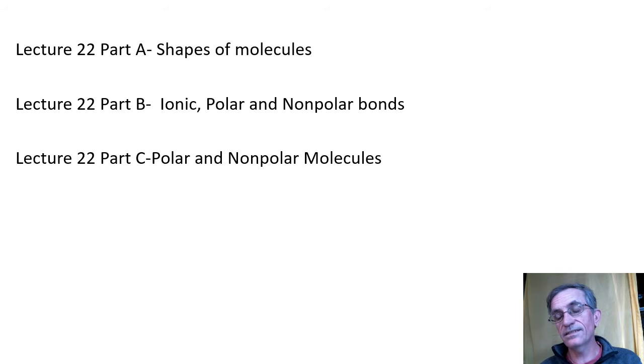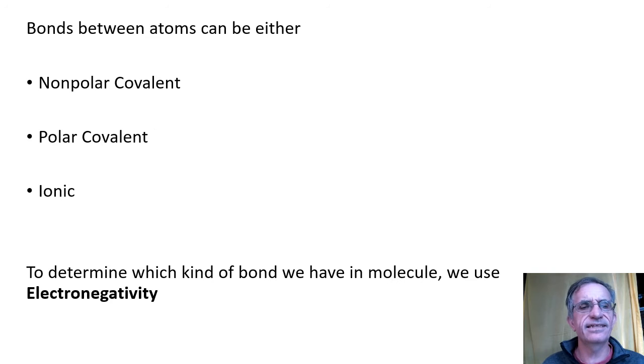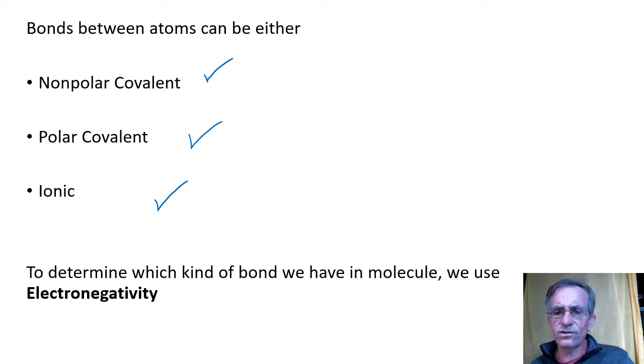All right, in this lecture, we're going to talk more about these bonds, these connections between atoms. Specifically, there are three kinds of bonds: bonds can be non-polar covalent, polar covalent, or ionic. We're going to learn the difference between these kinds of bonds. This is important because, depending on the kind of bond, it affects the properties of the molecule.